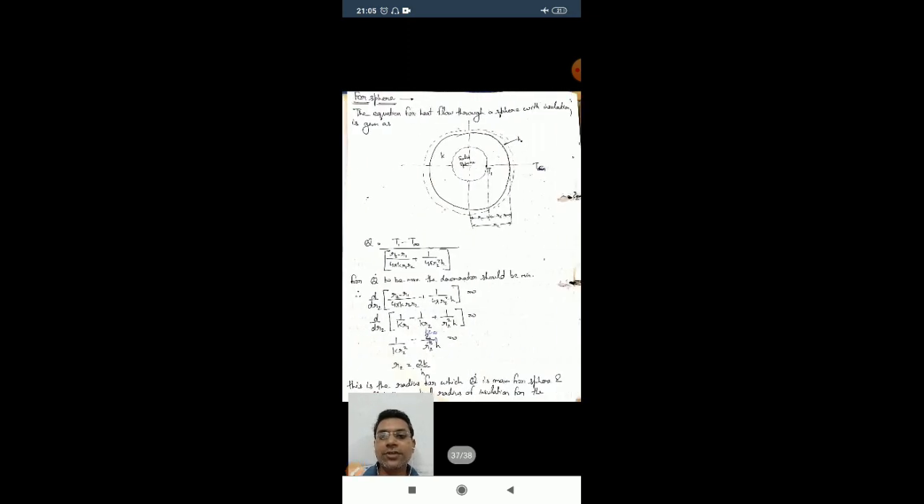Now a similar derivation can be done for the sphere also. Again, I have written directly the combined heat transfer equation. For Q to be maximum, the denominator should be minimum. Differentiating, this time for the case of the sphere I get 2K upon h. Therefore this is the final equation.